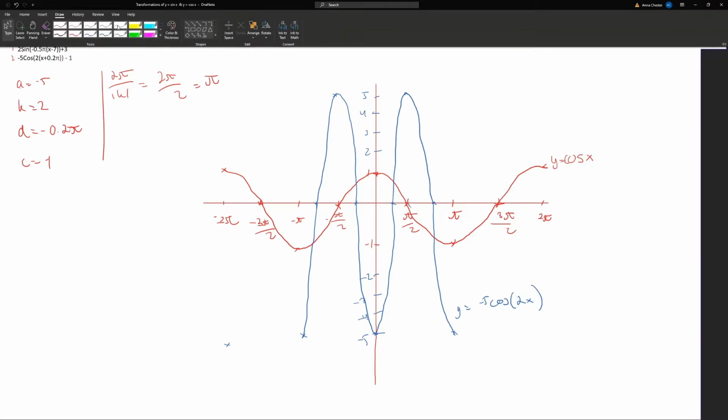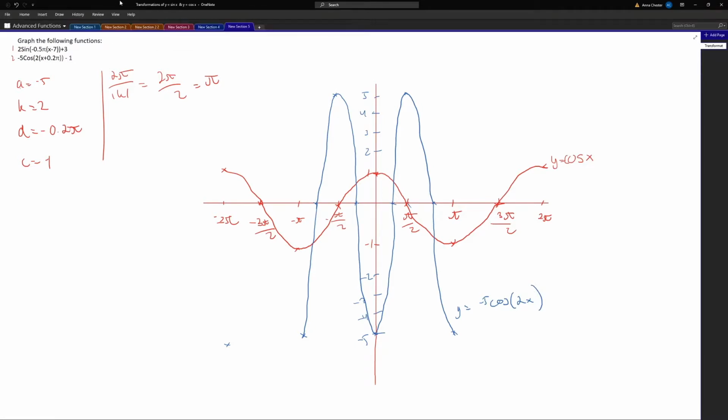Lastly, we'll apply our translations. So we move down to -1. So now our minimum point is at -6. And then we also moved 0.2 pi to the left. 0.2 pi would be 1/5 of this distance here. So around, I would say that much. There you go. These are our new points.